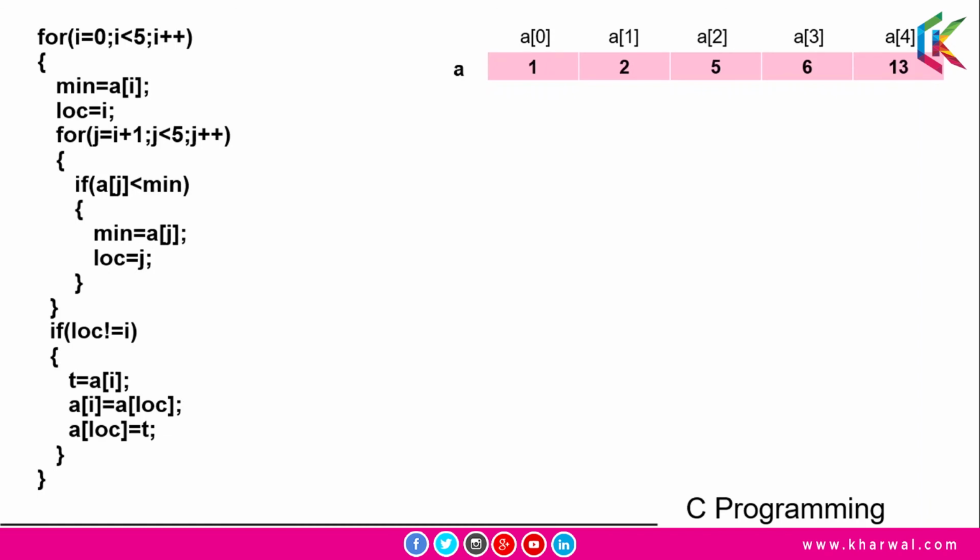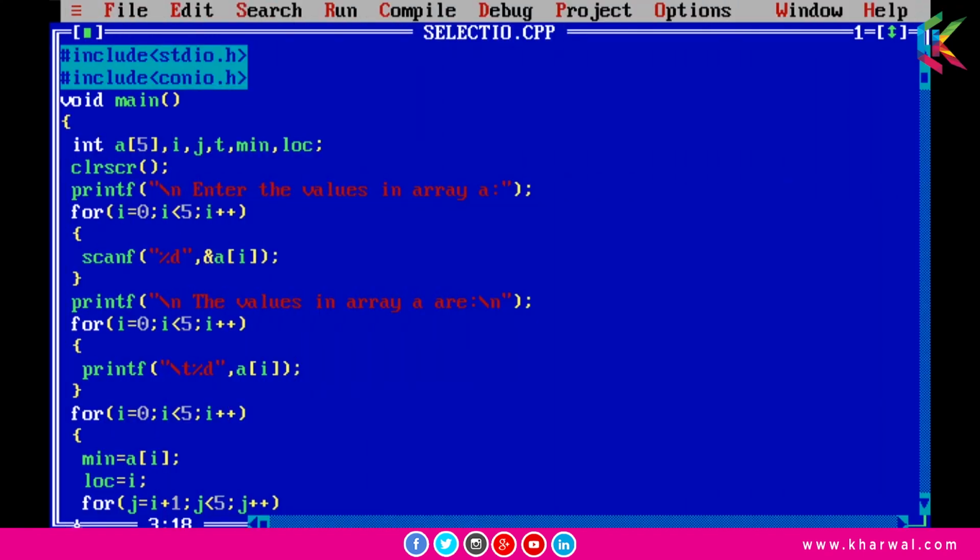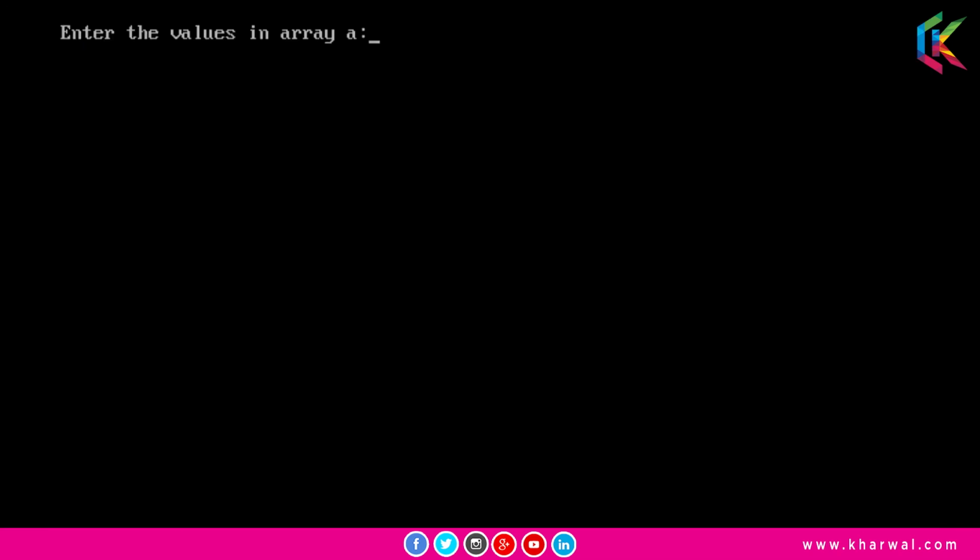Now we are going to print each element from this array by using this for loop and printf function. Now guys, let me open up the Turbo C++ compiler. Guys, in this program, we are going to implement selection sort in C programming. So guys, now if I run this program, it is requesting to enter 5 values in an array A. So let me enter the values.